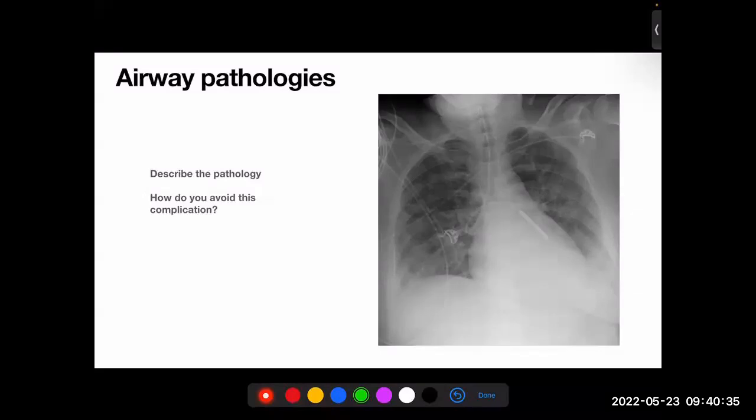How do you avoid this? When you put a nasogastric tube, the first thing is you have to aspirate, and you have to aspirate gastric content. If what you aspirate is not gastric content, you come out. Plus, if you are putting a foreign body in the bronchus, the patient will cough like hell. So when they cough, you stop.